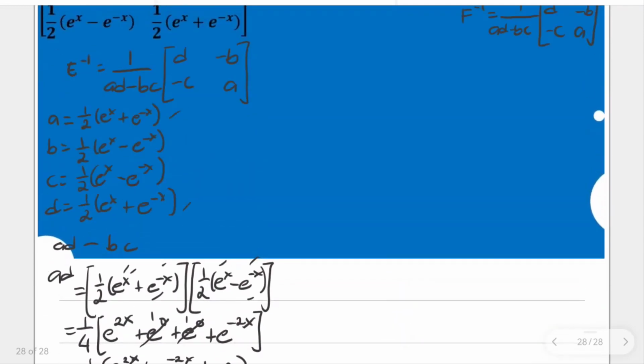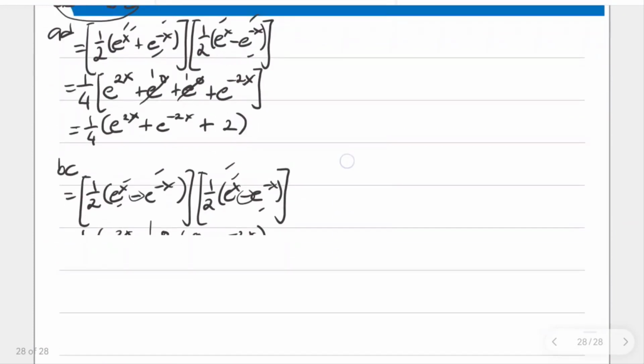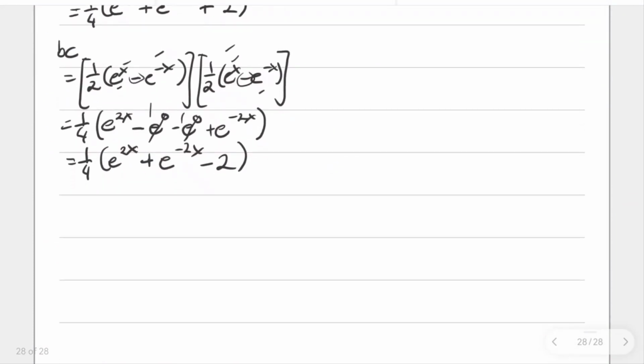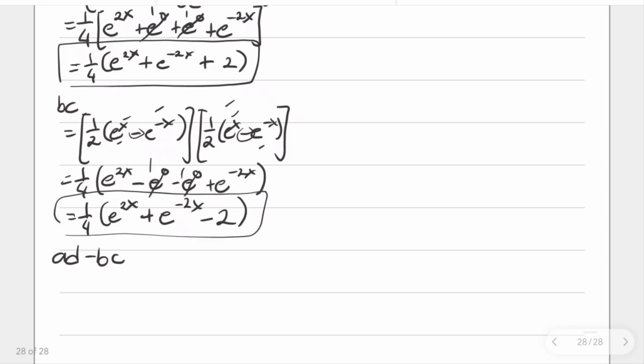So we're a little bit farther already. The next step is to subtract both of them. I still have space here. AD minus BC. This is the entire result of AD. This is BC. So that's 1/4. Let me try to distribute.